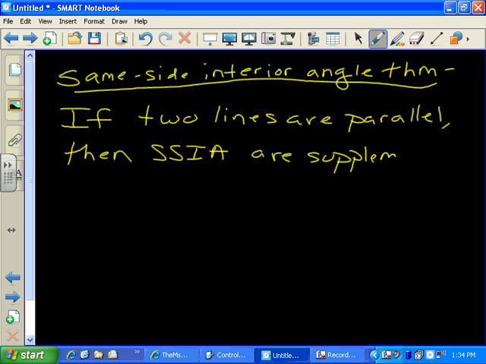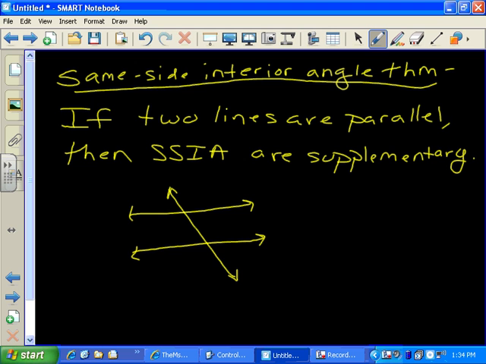I hope we all remember supplementary. We've done this a bunch now. Supplementary means they add up to 180 degrees. So if I look at my lovely parallel lines picture, if this angle right here is 110 degrees, first thing I do is find its same side interior angle. Same side, so same side of the interior, right there. To find that angle measure, I simply take the 110 and subtract it from 180, and I'm left with 70 degrees.